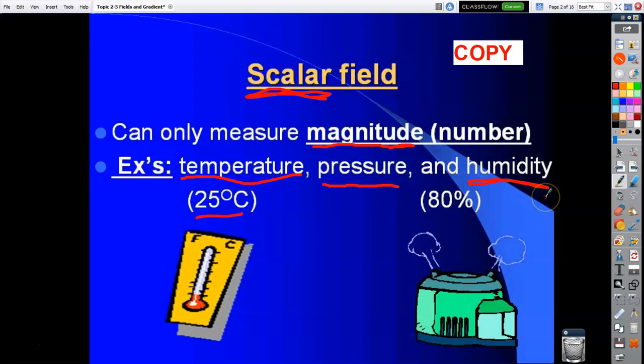Or humidity. Now, this is an instrument we'll use when we get into weather. It's called a sling psychrometer. It's actually got 2 thermometers on it, and I'll show you the steps on how to use it. It'll calculate the humidity outside, what percentage of the air is humid. Maybe it's a very sticky day, so it's 80% humidity. So those are examples of scalar fields.